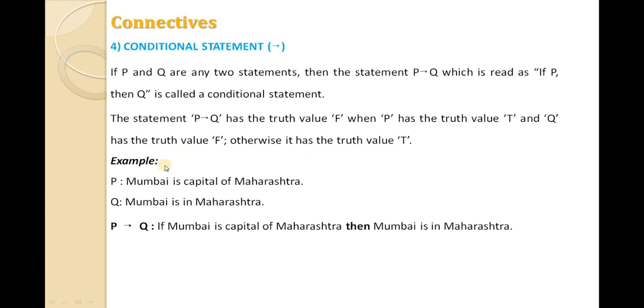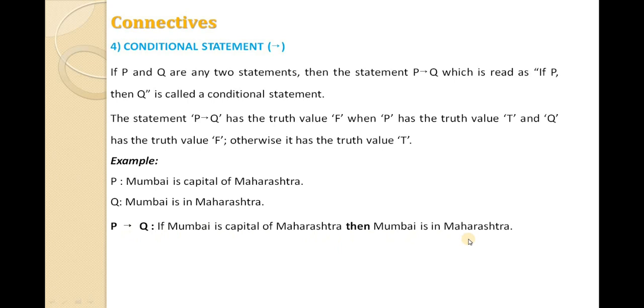Because the condition is if P then Q. If P is present, then Q must be present. If P is present and Q is not present, then the final conclusion is F. That's why if P is T and Q is F, then only the final conclusion is F. Let's have the example. P is Mumbai is the capital of Maharashtra and Q is Mumbai is in Maharashtra. The condition is P implies Q. The statement is if Mumbai is the capital of Maharashtra, then Mumbai is in Maharashtra.